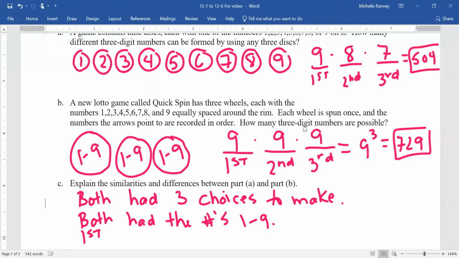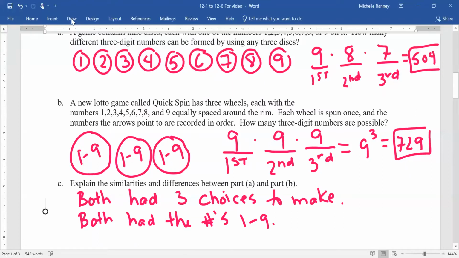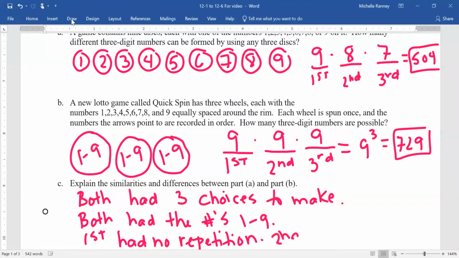The first had no repetition. The second one allowed repetition.